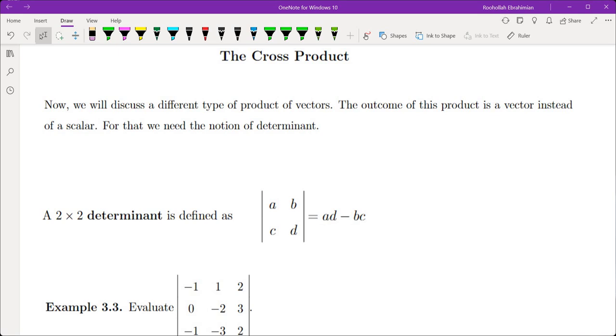We have talked about operations between two vectors. We talked about scalar multiplication and addition of vectors. And then we talked about the product of two vectors in one way, which is the dot product. The dot product gives us a scalar. So when you find the dot product of two vectors, you get a scalar, which means you get a number, not a vector.